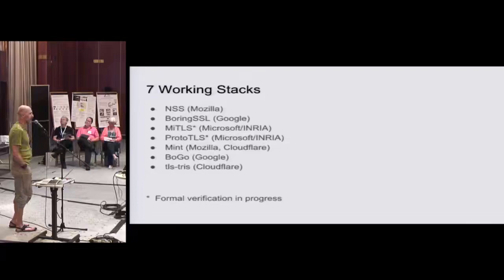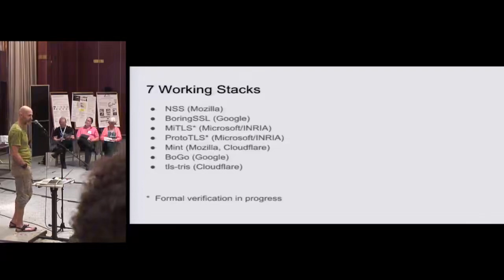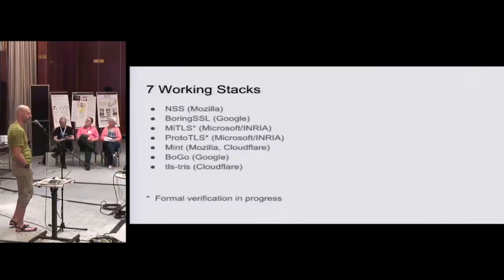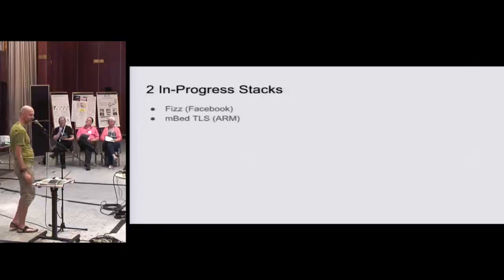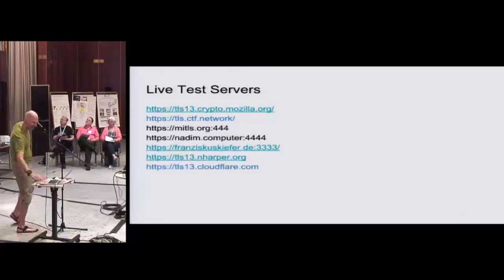Three of these are intended to go into production environments, namely NSS and BoringSSL, which power Firefox and Chrome respectively, and TLS Tris, which is Cloudflare's. And there are a bunch that are either BoGo, which is Google's testing one that exploits a lot of problems people find in their stacks, and then 2 verifiable implementations from Microsoft and INRIA. We also have 2 in-progress stacks from Facebook and ARM. And a pile of servers which you could go and test yourself if you had your own TLS 1.3 implementation.